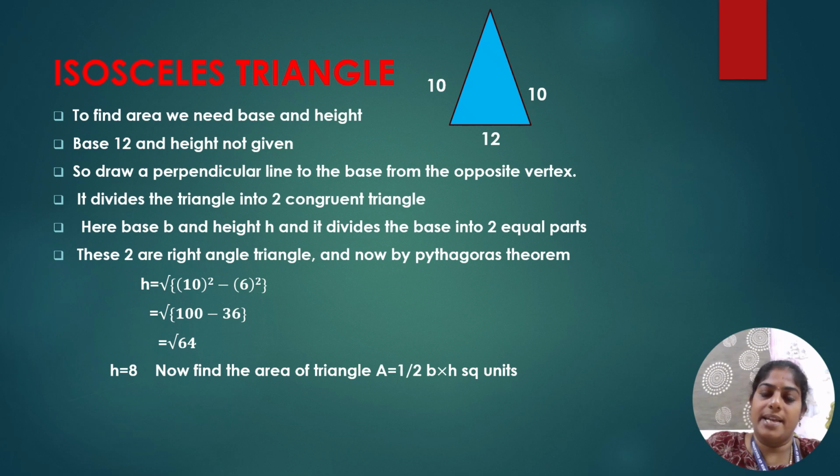Now what is the triangle given here? It is an isosceles triangle. So what is the property of an isosceles triangle? Two sides will be equal. Okay. So that is the property of an isosceles triangle. So can you find the area of the triangle here?